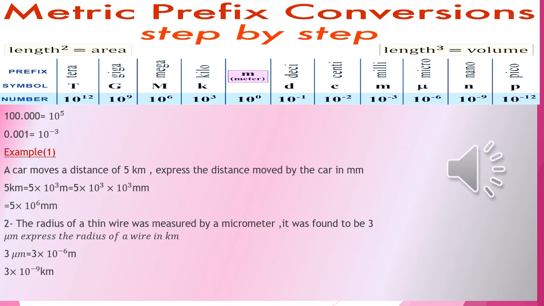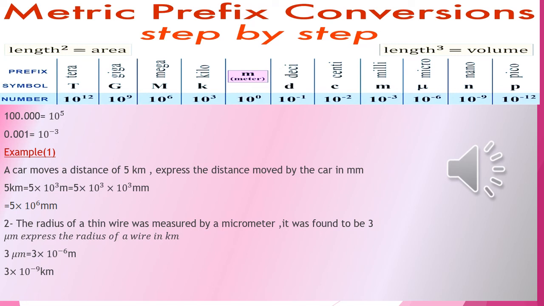We'll give more examples to make it easier, and it's a very important topic. Example number 1. A car moves a distance of 5 kilometers. Express the distance moved by the car in millimeter. First we must convert 5 kilometer to meter. Kilometer to meter, we multiply by 10 to the power 3. So 5 kilometer equals 5 times 10 to the power 3 meter.